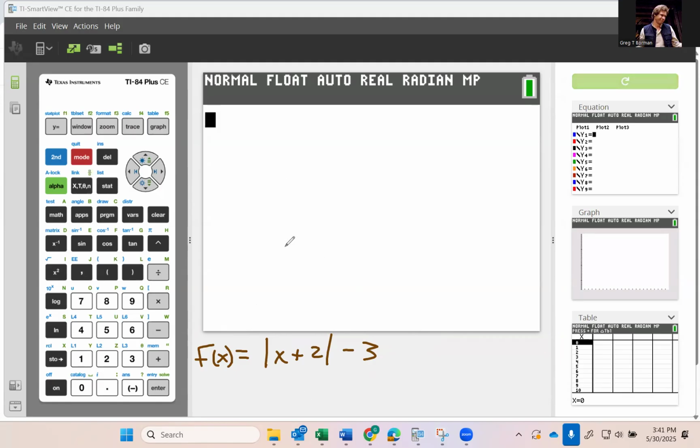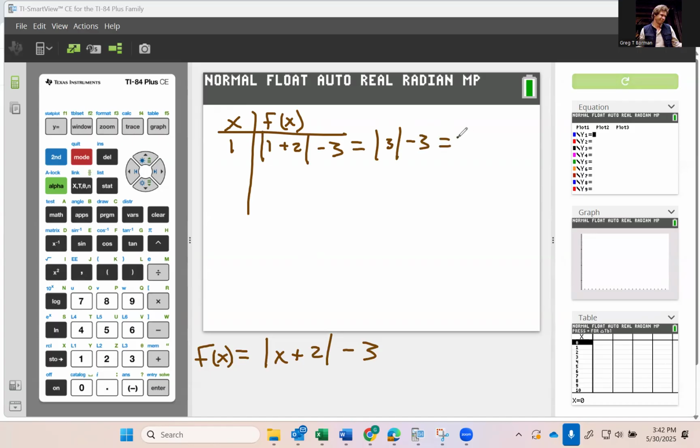We can mess around with that by hand. We can say, when x is 1, what's y? Or in other words, what's f of x? If we plug 1 in for x, we get the absolute value of 3, minus 3, which is 3 minus 3, which is 0. So when x is 1, y is 0, or f of x is 0.